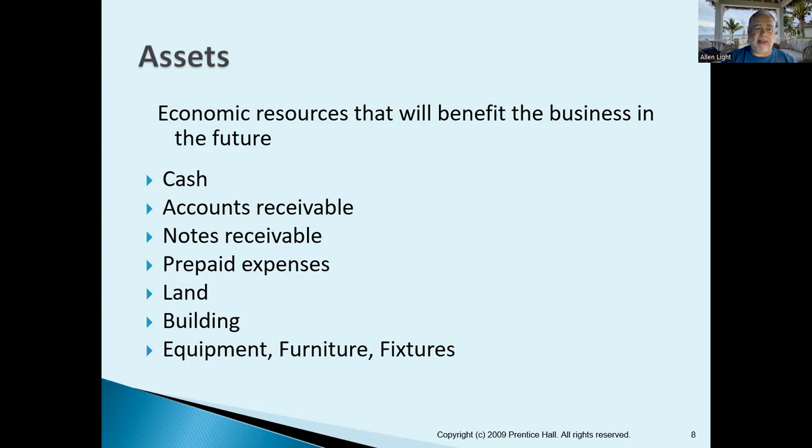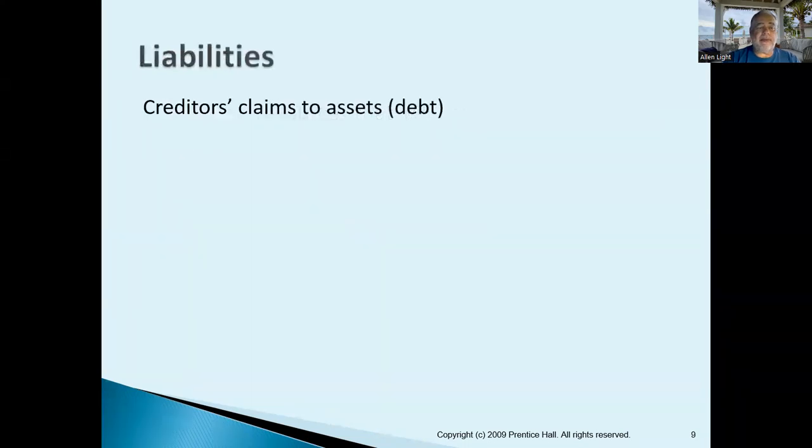That's called prepaid expenses. Then land, building, equipment, furniture, fixtures. Fixtures could be anything from shelving units to display cases. Liabilities are creditors' claims to our assets. Okay, in other words, we owe people things.